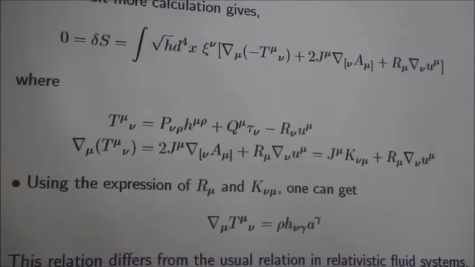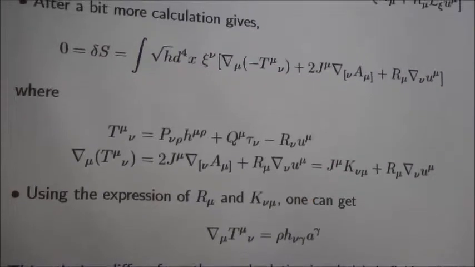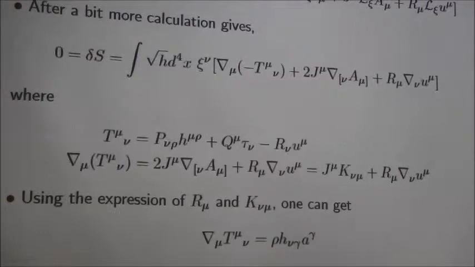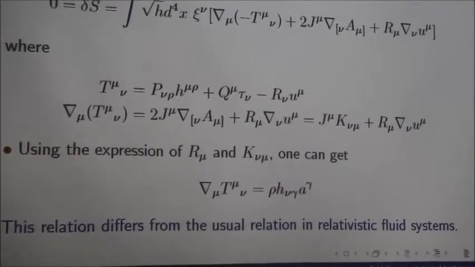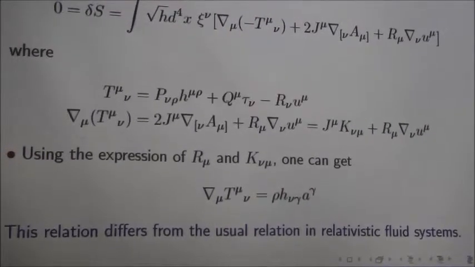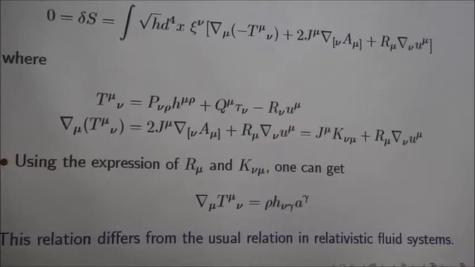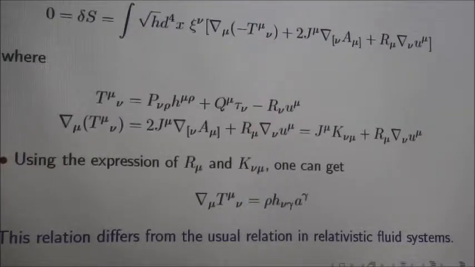Using the expressions of R mu and K mu, which we already obtained in the previous transparencies, I can write that grad mu T mu nu will take this form. This is an important result for non-relativistic fluids on Newton-Cartan background, because for the relativistic case, grad mu T mu nu equals 0. But for the non-relativistic case, there is an acceleration coming, because it is generated from the non-inertial part of the Newton-Cartan theory.